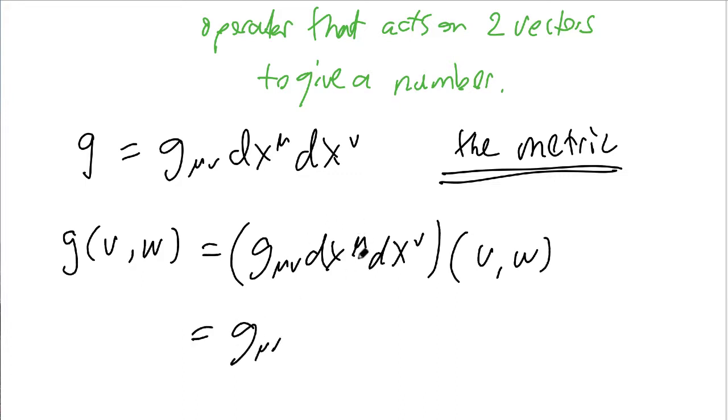So we let one of these covectors, dx mu, act on v, and let dx nu act on w. And by the way, it doesn't matter which of these factors, dx mu or dx nu, acts on which of these vectors, because these coefficients are always symmetric. All right, so we let one of these factors act on one of the vectors, and the other covector here act on the other vector.